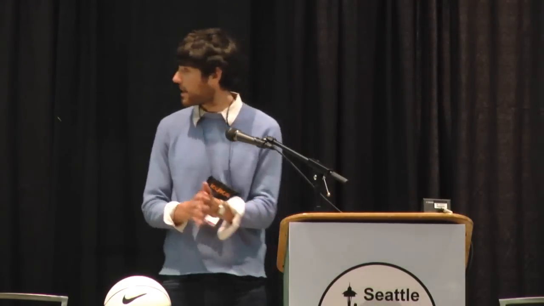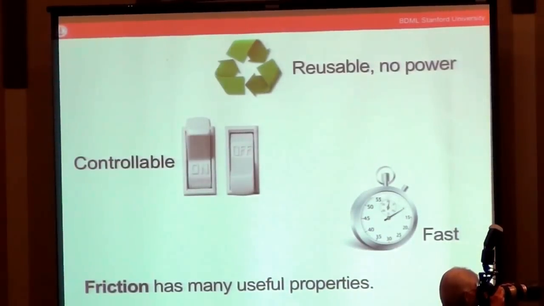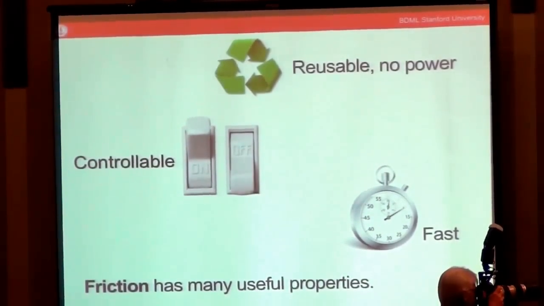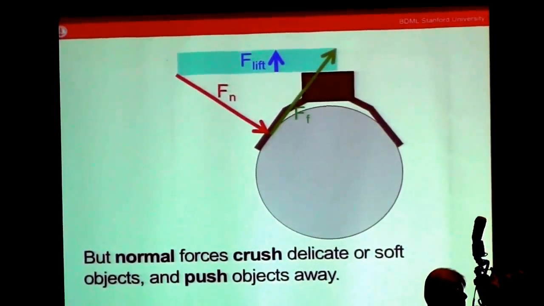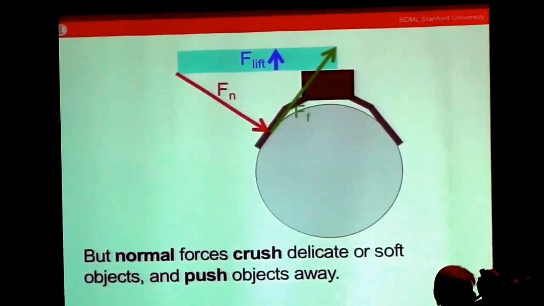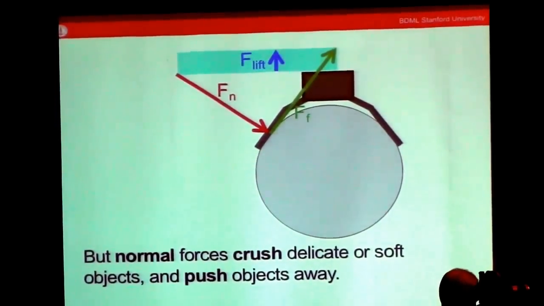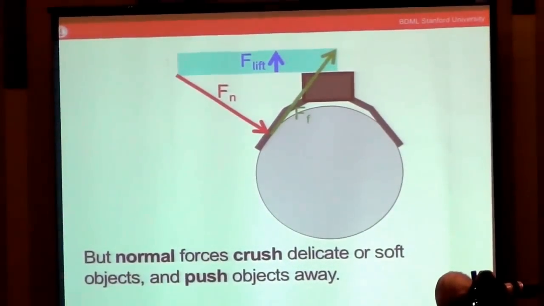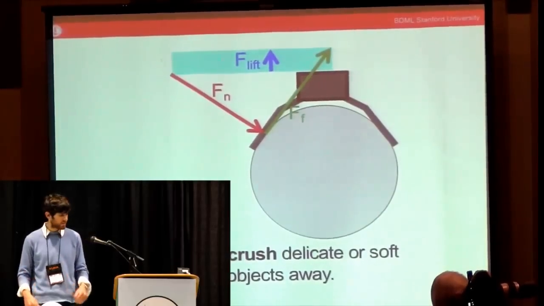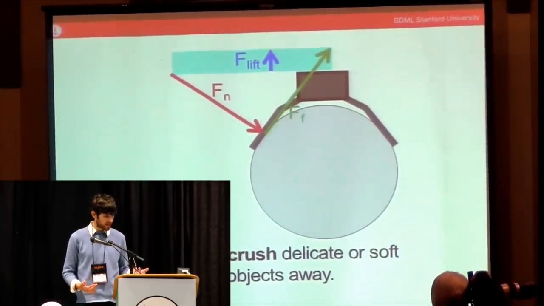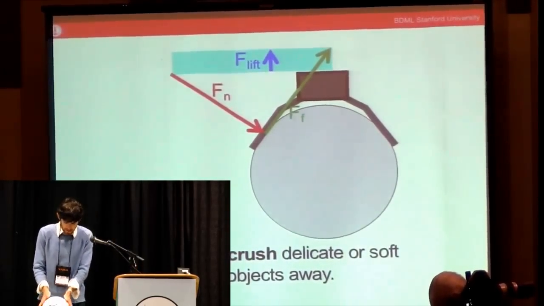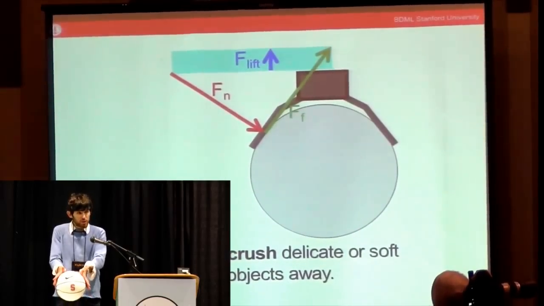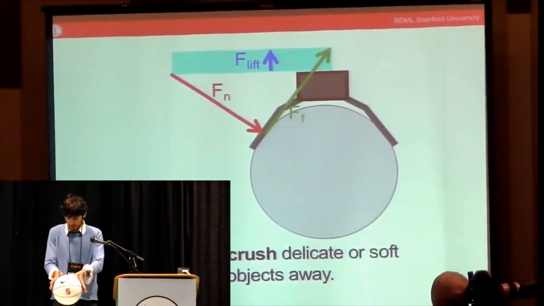Now, friction's great. It's reusable, it doesn't take power, it's controllable, so we can turn it on and off by applying the normal force. It's fast, but it has a downside. Because we have to apply a normal force to squeeze, if your object is delicate, like a ripe tomato or a water balloon, you can crush or deform it. Another downside is that if I can't quite get to the sides of the object, when picking up like this, the normal force is actually pushing the object away from me as I'm trying to hold it.